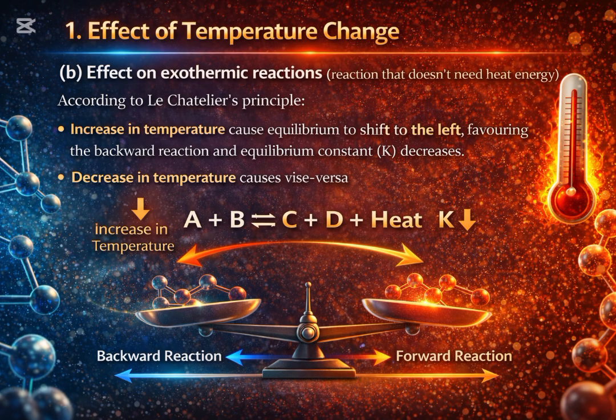Now let's move forward. According to Le Chatelier's principle, one: increase in temperature causes equilibrium to shift to the left, favoring the backward reaction, and equilibrium constant K decreases. Can you see? Because it does not need heat, it can actually happen on its own, spontaneously, or probably we can say that it has sufficient energy within itself to happen. So supplying more heat energy, you are disfavoring the forward reaction. You are just favoring the backward reaction.